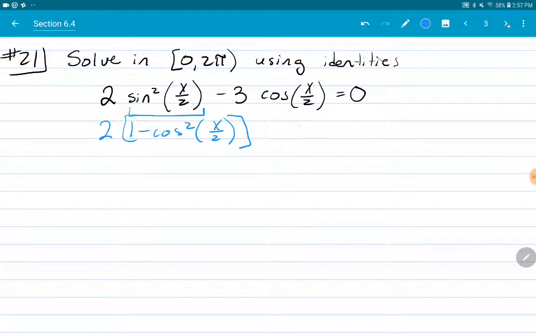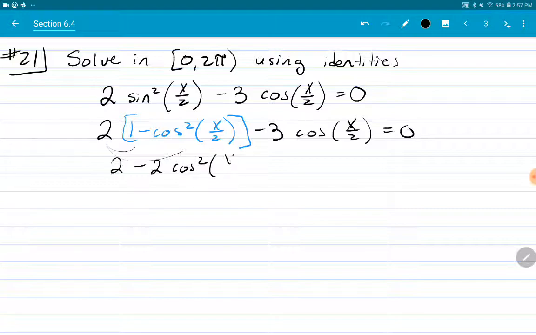So we have 2 times all that minus, so I should probably keep that part in black since I'm not changing any of that. So 2 times that minus 3 cosine x over 2 equals 0. Okay, so now I have something kind of ugly. So I'm going to use a little factoring, distributing. I'm going to distribute that 2 into here. So I get 2 minus 2 cosine squared of x over 2. Don't worry about that x over 2 for right now. Minus 3 of cosine of x over 2.